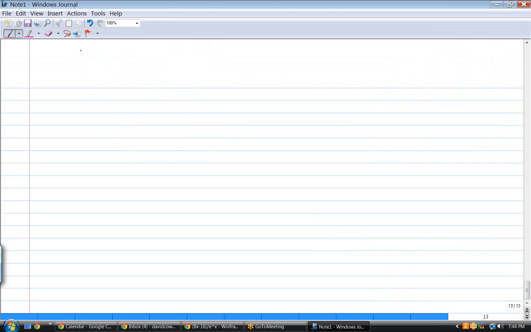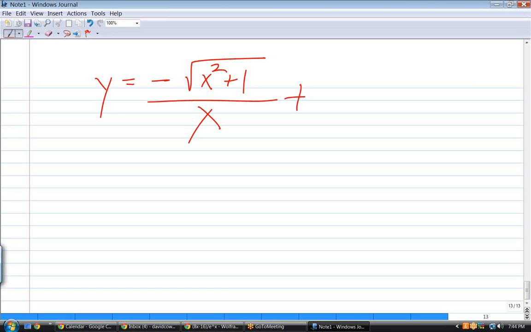What else you got? The next one is in a very similar vein, but again a little different. So this is going to be negative root x squared plus 1, that's all over x, and that's going to be plus the natural log of, in parentheses, x plus root x squared plus 1. Well, they are really trying to torture you, aren't they?